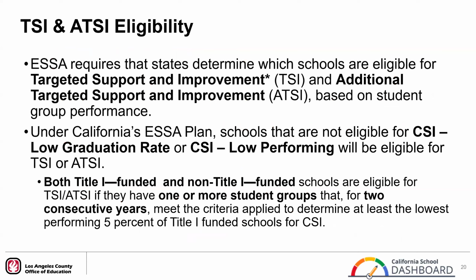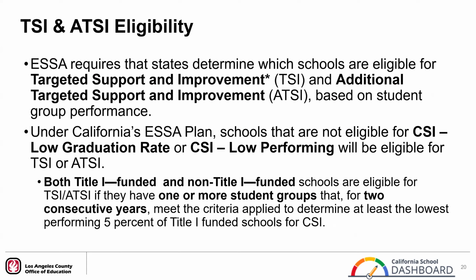So now we can talk about TSI and ATSI, and this is the one that we waited for a long time. There's really not a big difference between eligibility for targeted support improvement and additional targeted support improvement, other than the year in which they're determined, which I showed on that earlier table. So you are selected from among the schools that are not eligible for CSI low graduation rate or CSI low performing. And this year, several of the schools that were identified for TSI actually were coming out of, they'd exited CSI low performing and then were identified for TSI this year.